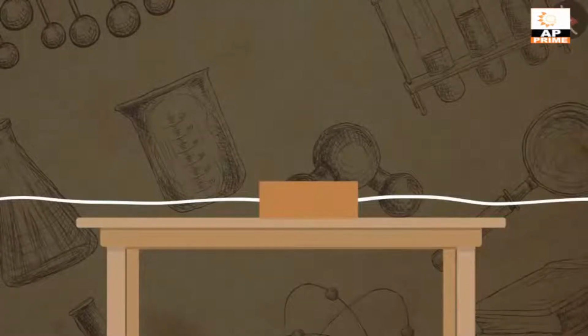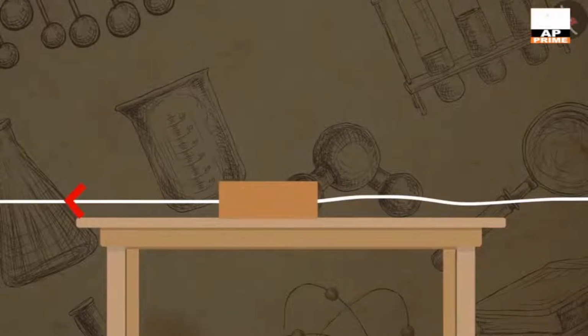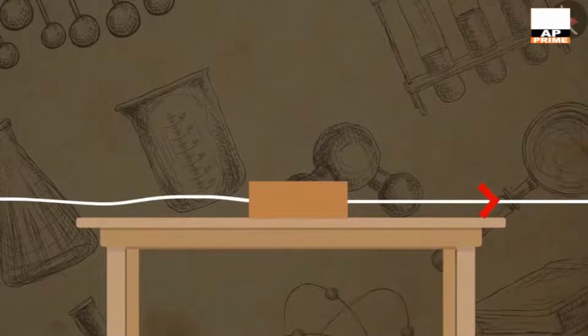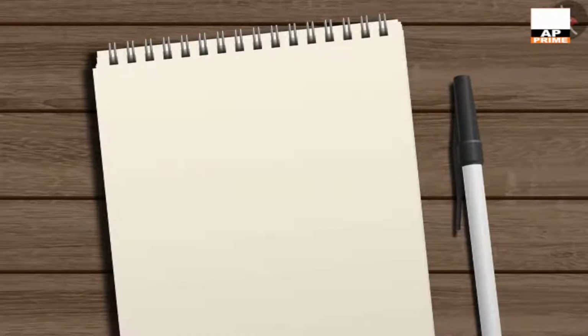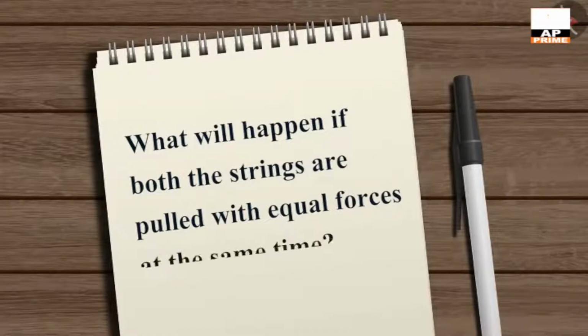If we apply force by pulling the left string, the whole block will move towards the left direction. In the same way, if we apply force by pulling the right string, the whole block will move towards the right direction. But what do you think will happen if both the strings are pulled with equal forces at the same time? Think about it.